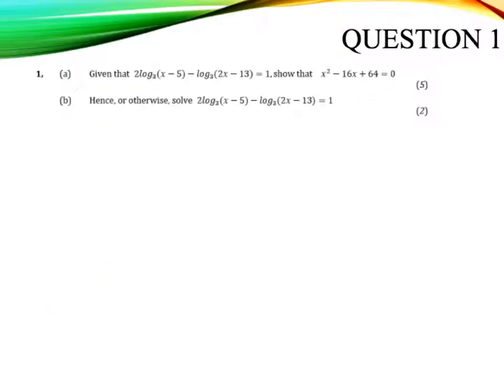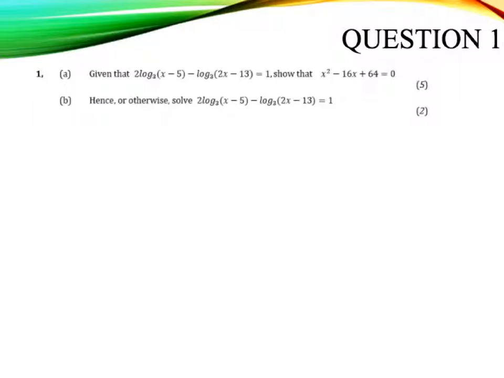So in question 1, what it's asking us to do is to look at some logs. It says, given that 2 log base 3 of x minus 5 minus log base 3 of 2x minus 13 equals 1, show that, and then we've got some sort of quadratic here. If we're going to go about showing that it's equal to something else, we're going to have to do a bit of log manipulation. Let's get all this tidied up as best we can.